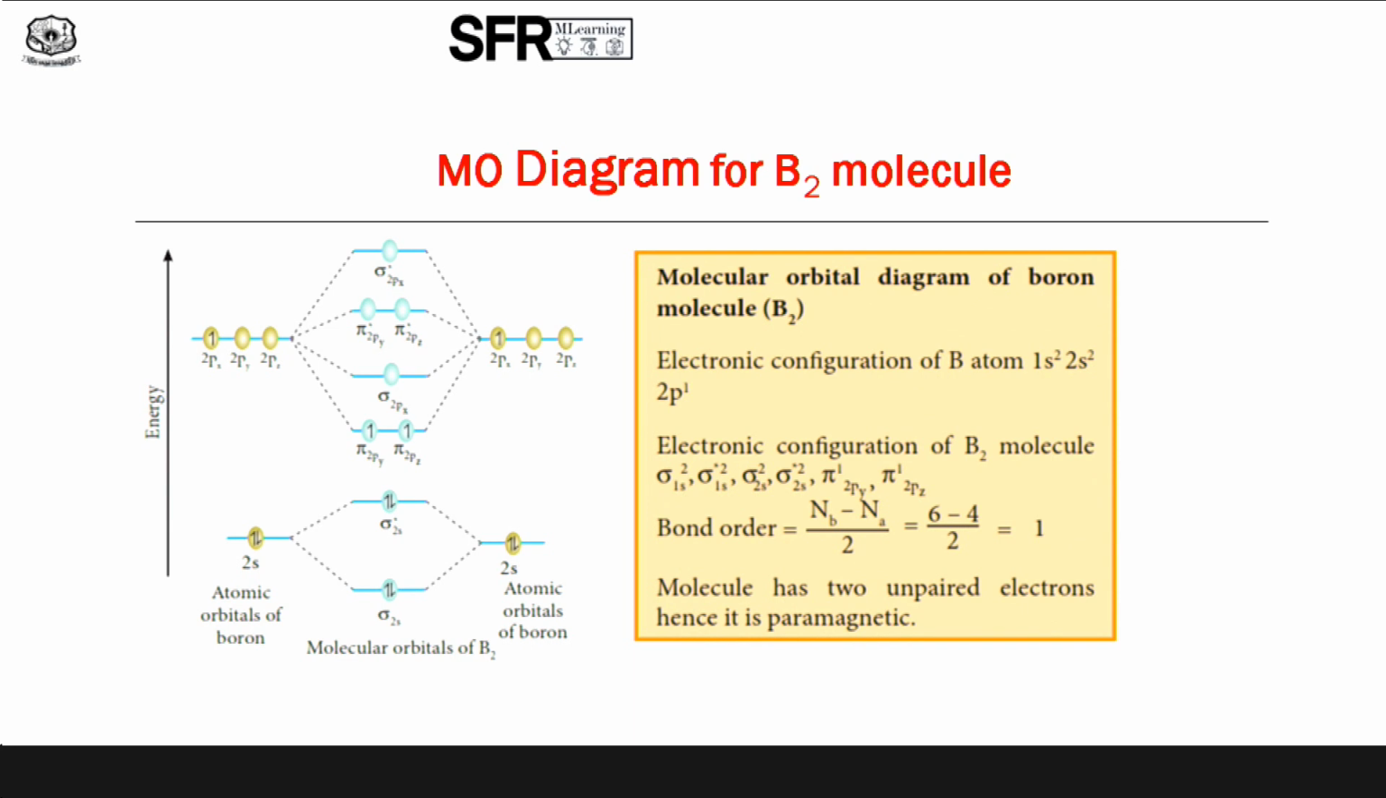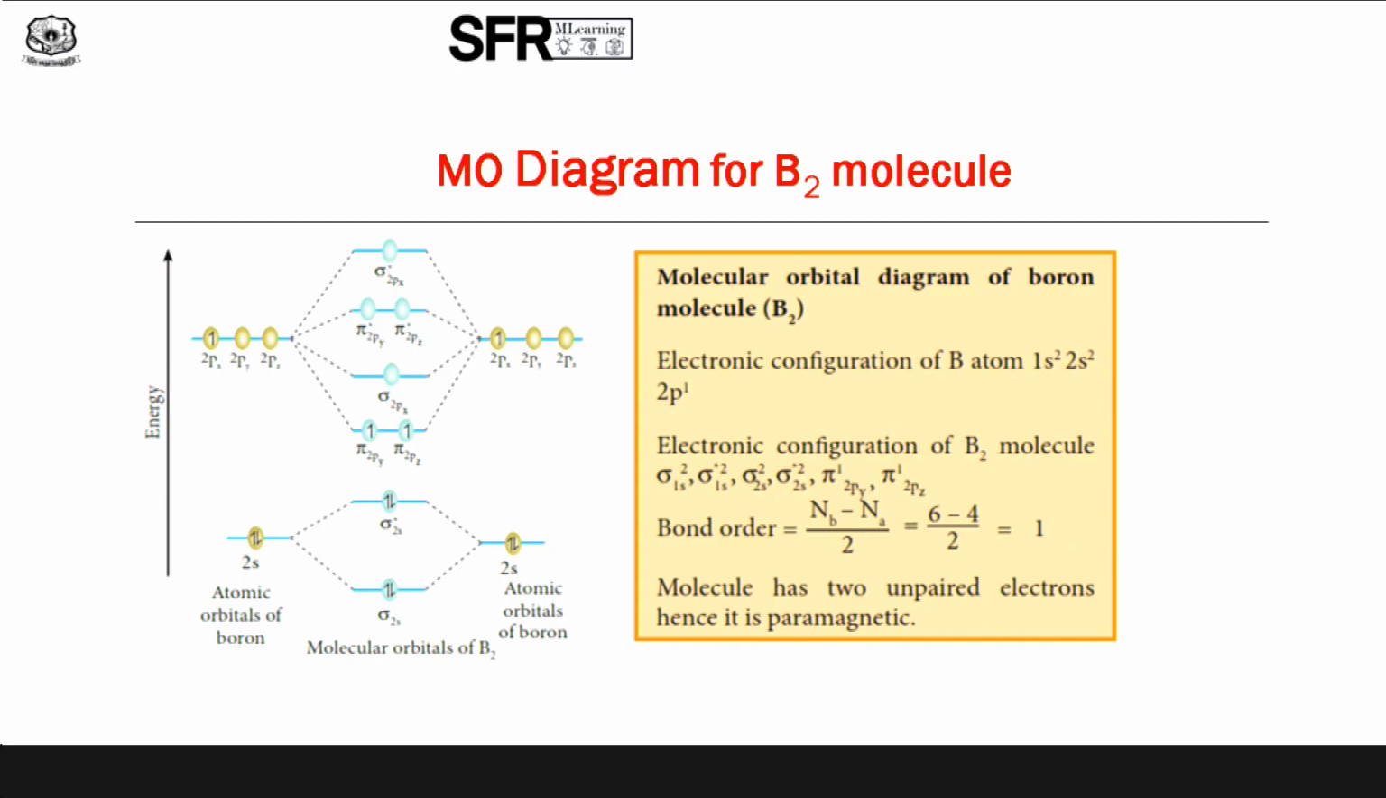Otherwise, we can also calculate the overall electron distribution for these 2 orbitals. From this we conclude that a total of 4 electrons are present in the bonding molecular orbitals, whereas 2 electrons are present in the anti-bonding molecular orbitals. So it is represented as 6 minus 4 by 2, which is equal to 1. So the bond order is 1.